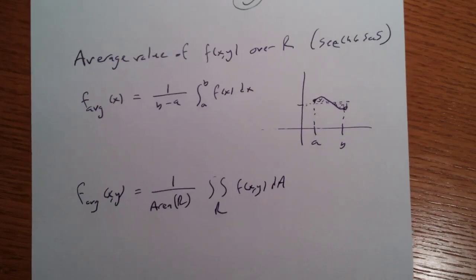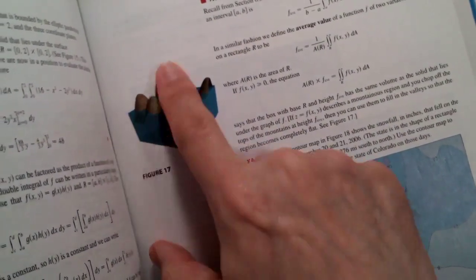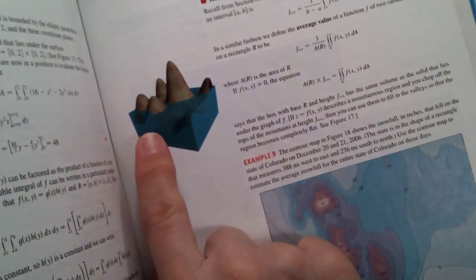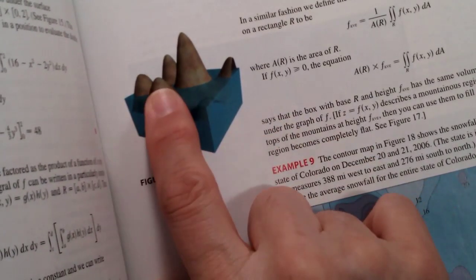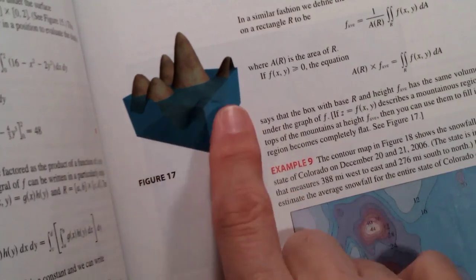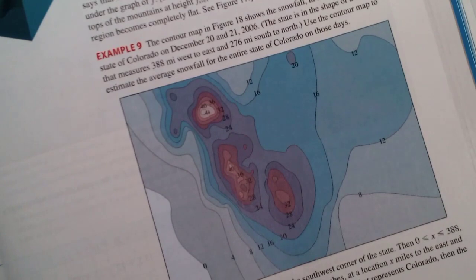Remember our snow problem? Oh, before I do the snow problem again, here's the picture at the top, page 997. I have this function of two variables, but if I melt all that down, it comes to a single level. See how parts of this are underneath and parts of this are above. If I flatten it out, that would give me the same uniform height. Remember, we figured out the entire area of the state of Colorado.